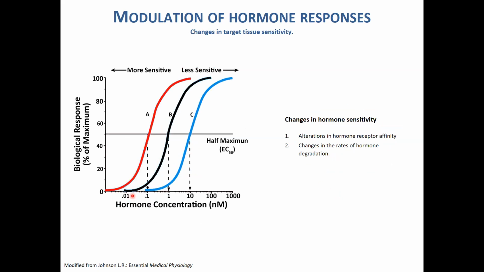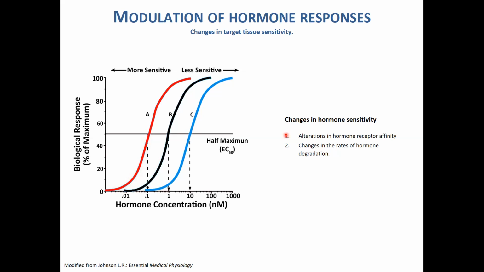So in this, let's say B is the normal. It's got an EC50 of 1 nanomolar. If I shift to the right, it's less sensitive. You notice that the peak is the same. I just need more hormone to elicit the same biological response. If I shift the dose response to the left, it's more sensitive. Now the EC50 is 0.1 nanomolar, right? So these things can usually be changed.